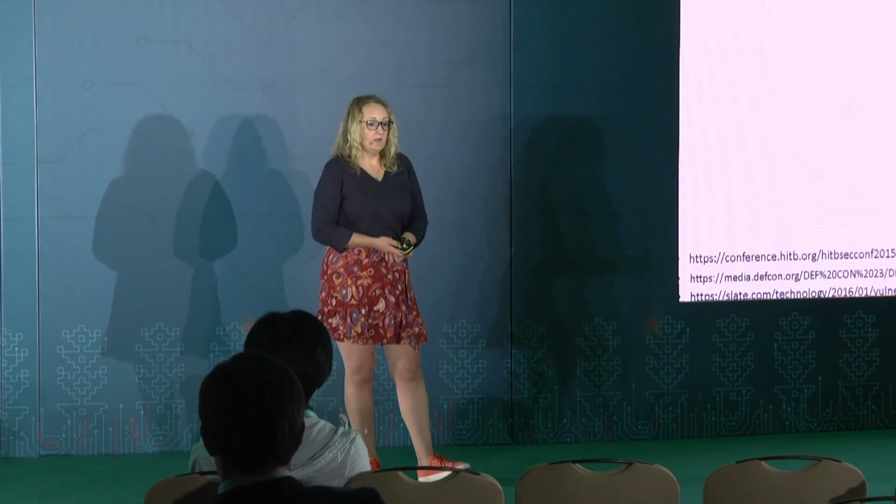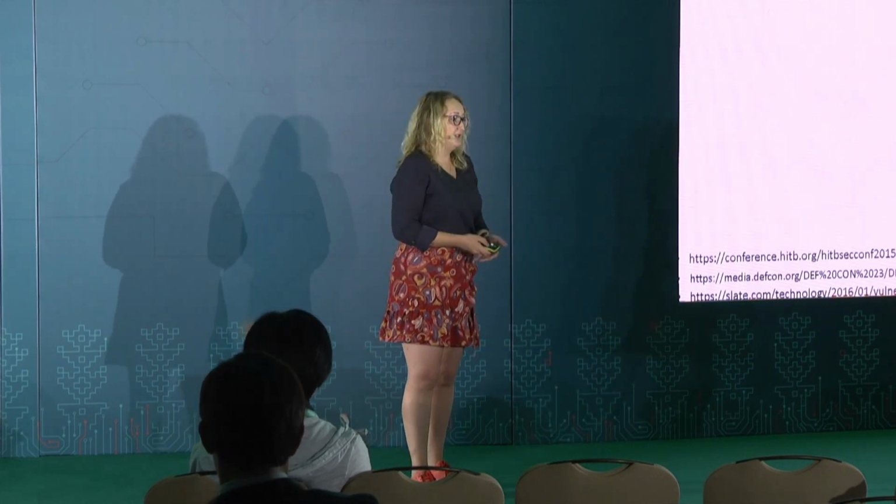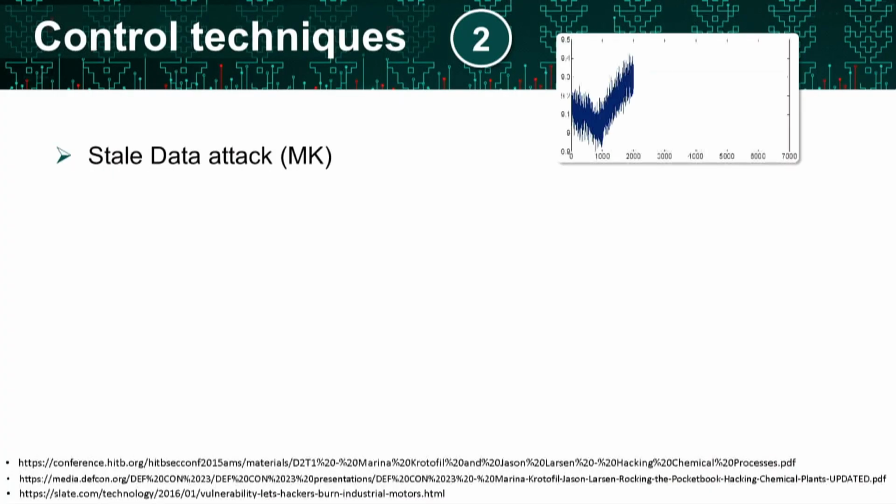But in general, we already know several techniques from the control tactic. So, for example, one of them is the stale data attack, which was discovered by me in 2013, where we try to lock old data in the memory. So we basically make the process, the control logic, operate on old data, which is stale data, which is not relevant to the real state of the process anymore.